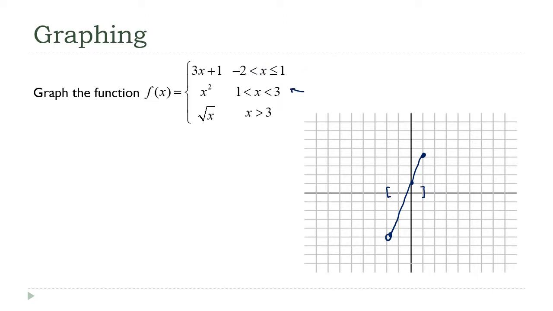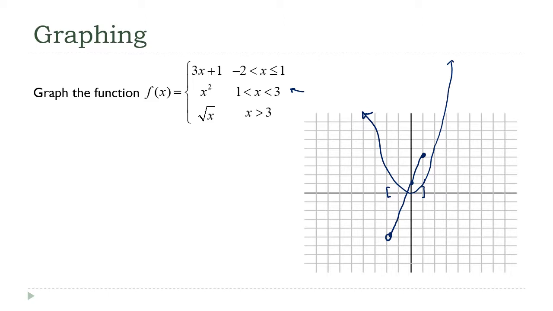Between 1 and 3, this looks like y equals x squared. That's a parabola, and it's a parabola that looks like this. It goes through 1, 1, and it goes through 2, 4, and then continues on up from there. And it also goes to the left. And that's not very pretty, but we're not going to use it anyway.